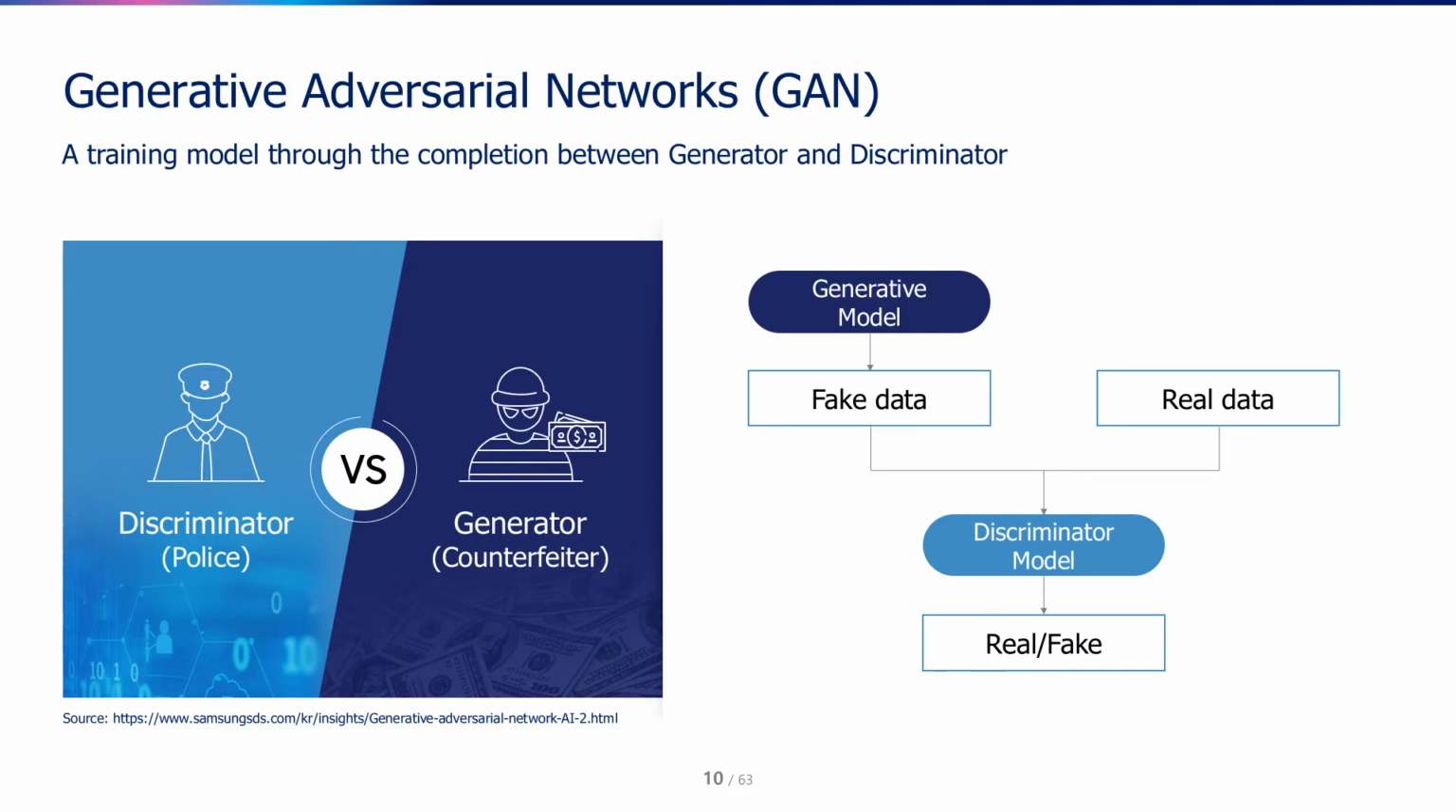The actions of trying to deceive and discriminate helps improve their abilities, and eventually the generator will be able to create highly realistic outputs that the discriminator cannot distinguish. In this way, the GAN models are able to create high-quality fake images.